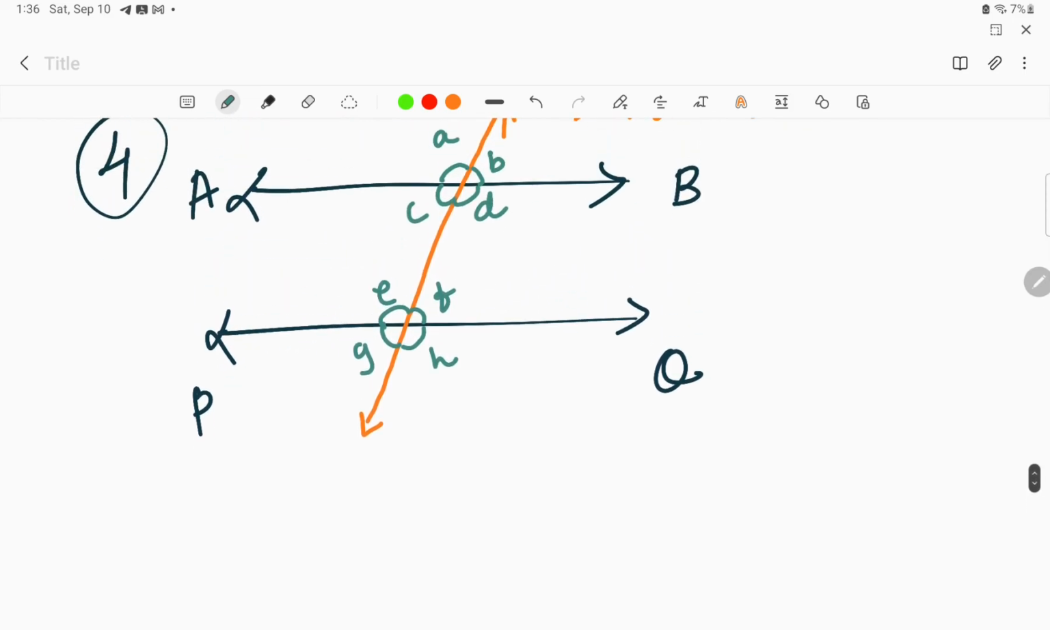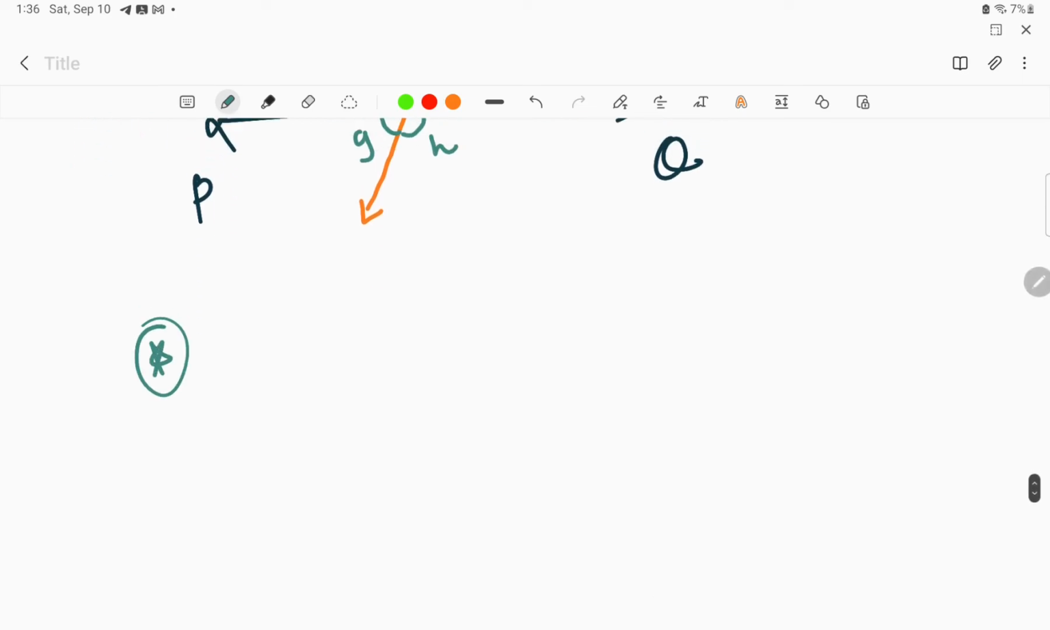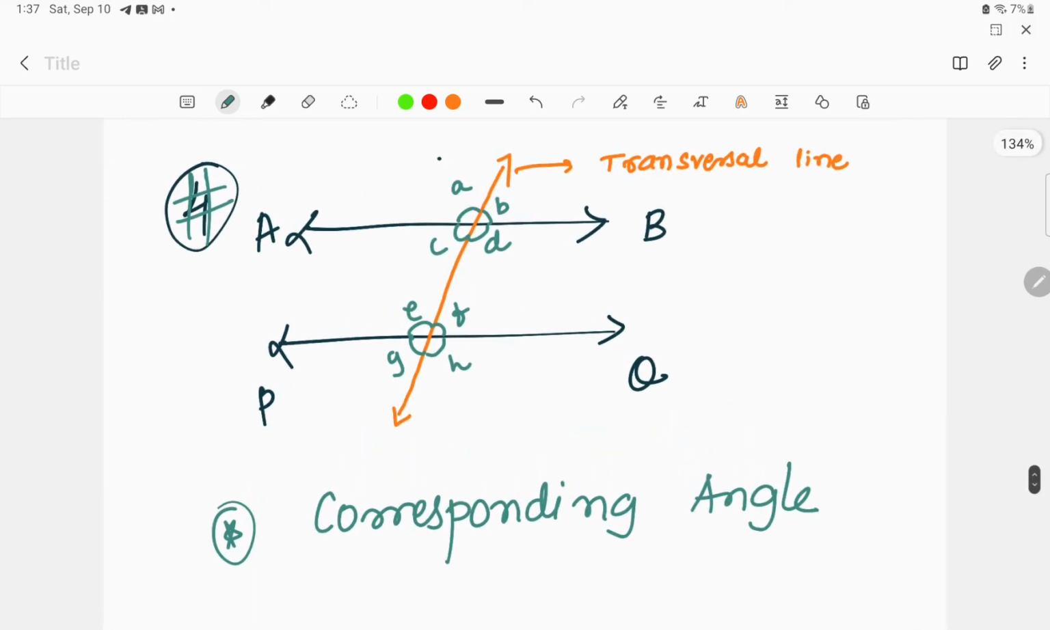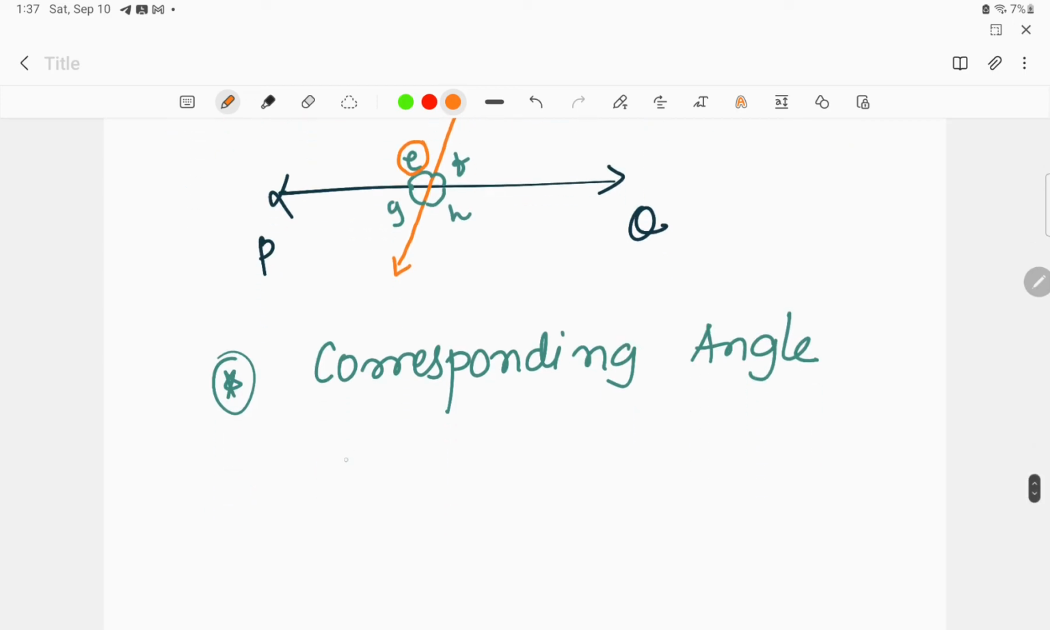Now this is a common diagram that I will use for explaining the different angles. The very first term is the corresponding angles. What are the corresponding angles? This particular transversal line is responsible for creating the different angles. If we go for angle A, angle A and angle E are called corresponding angles.